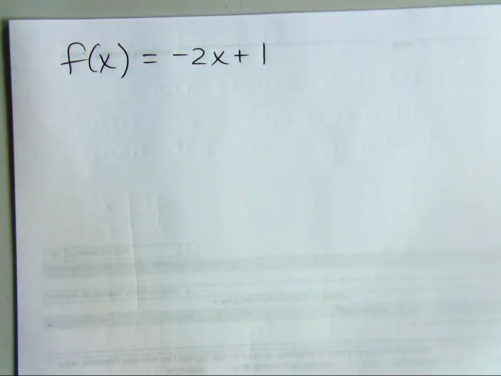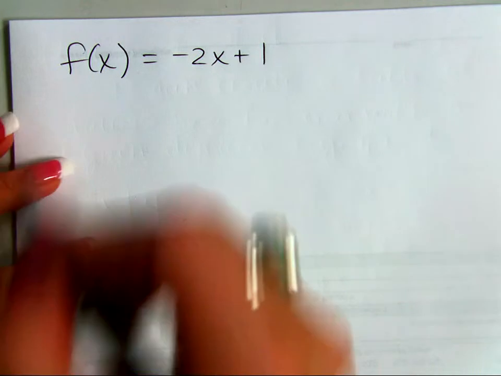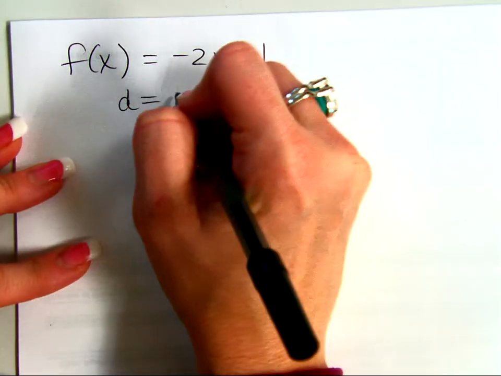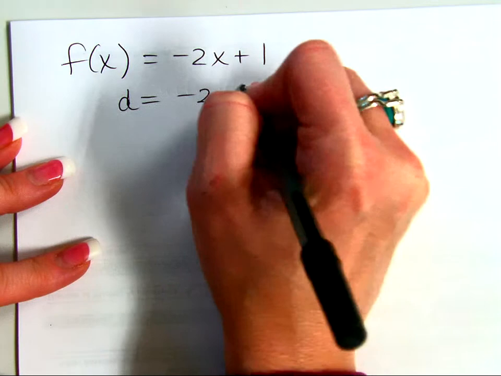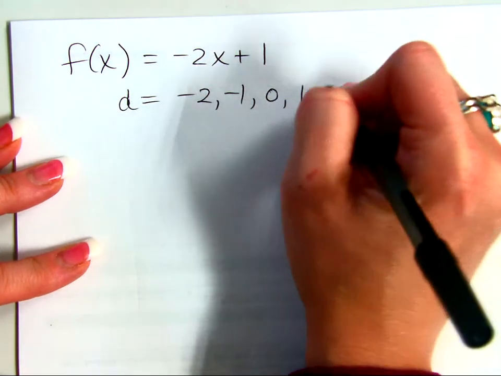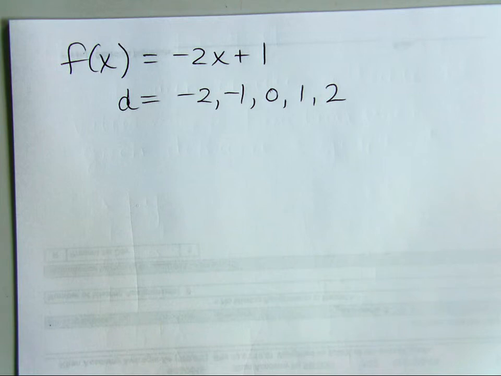And I'm giving you a domain. So I'm going to say the domain is -2, -1, 0, 1, and 2. And that's your domain. And you need to graph it.